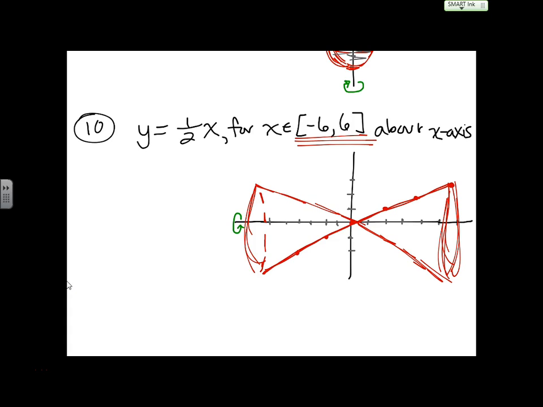Just let it spin. Right, as it spins, it's kind of like an hourglass-ish, but it comes to a point. So we just call it that double-napped cone if you want, like we did in the beginning of conic sections.